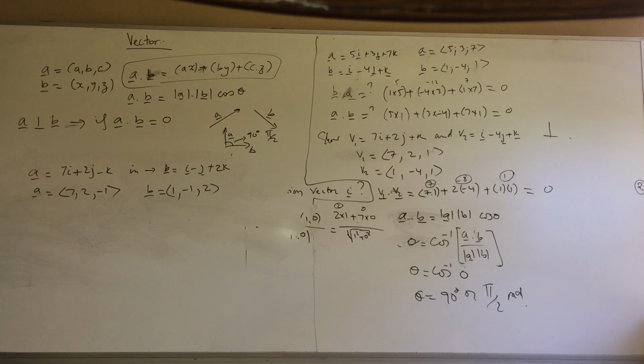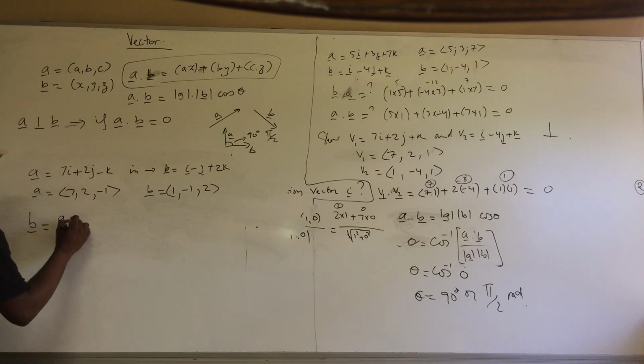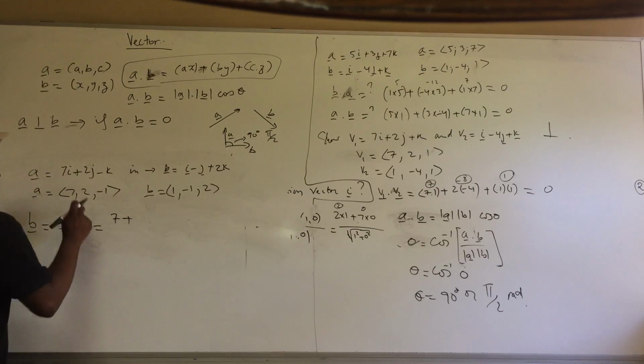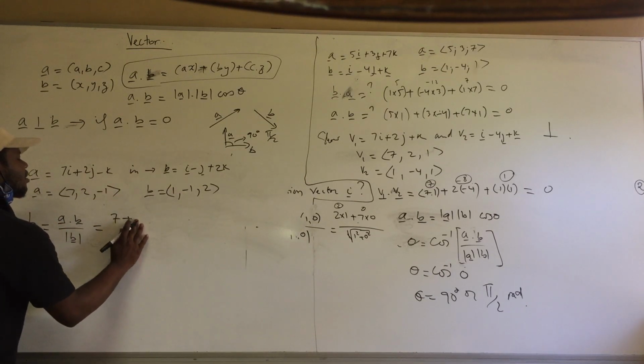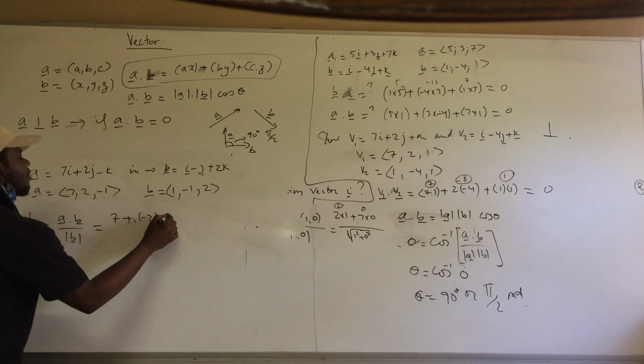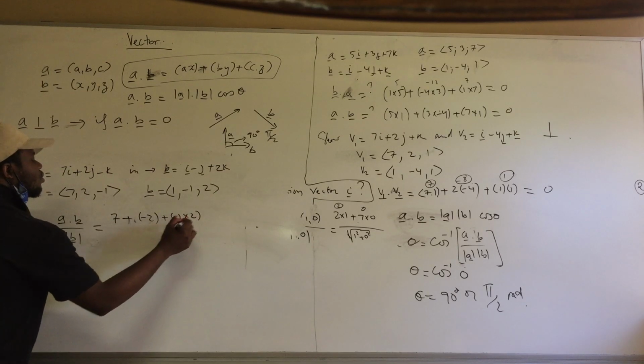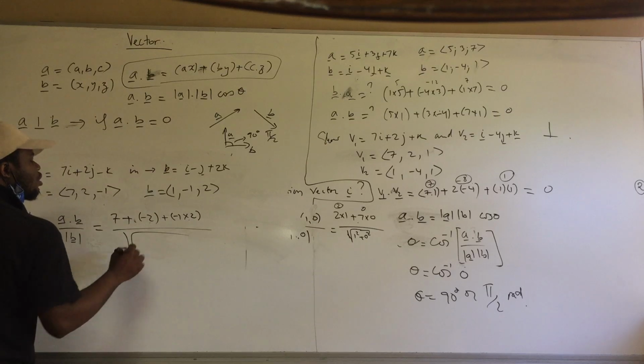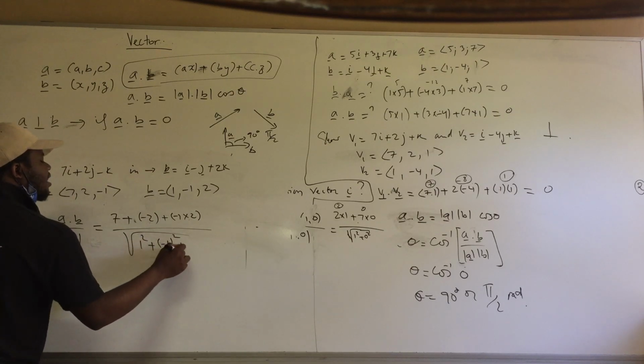So they are asking us the component of vector A in the direction of B. And we said, to find the component of A in the direction of vector B, you have to do the dot product of B and A divided by the magnitude of B. So A dot B is going to be equal to 7 times 1, which is 7, plus 2 times minus 1, which is minus 2, plus minus 1 times 2, over the magnitude of B. B is 1, minus 1, and 2, so it's the square root of 1 plus minus 1 squared plus 2 squared.